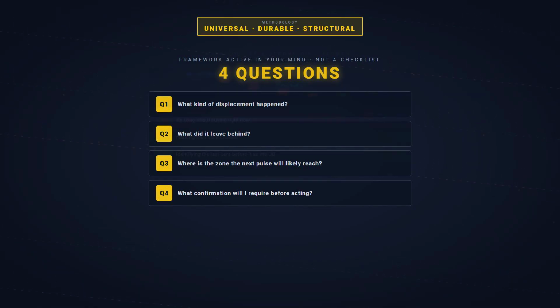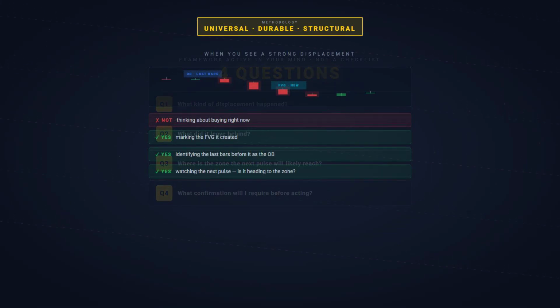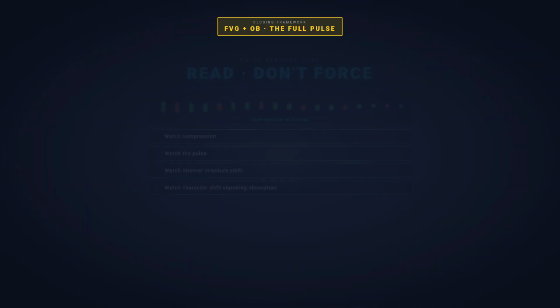When you see a strong bullish displacement, you're not thinking buy immediately. You're marking the fair value gap it created. You're identifying the last bearish candles before it as the potential order block. You're watching the subsequent pullback with the question, is this heading toward the zone? And what will the candle behavior inside the zone look like when the reaction begins?